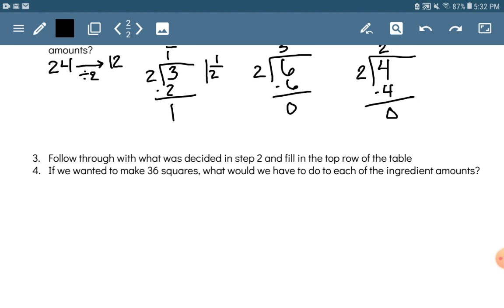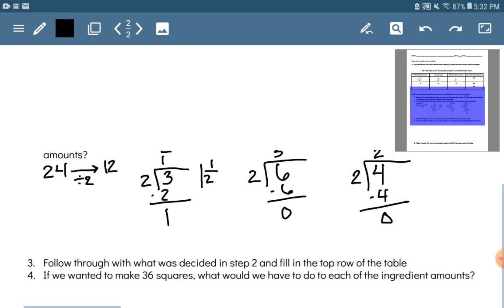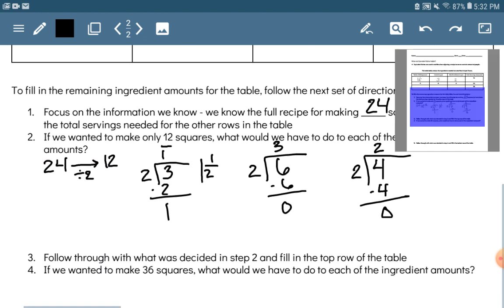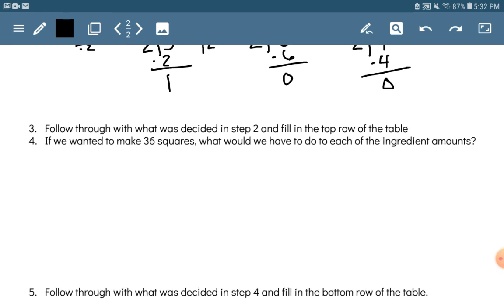What if we want to make 36 squares? We now have 2 rows in the table to work with. We can either use our top row, making 12 servings, or a middle row of making 24 servings. You need to think about what's going to be easiest to turn into a 36. So the first thing I want to point out is whether we go from 12 to 36 or 24 to 36, we're getting a bigger number or a larger amount, which means we're going to have to use multiplication.